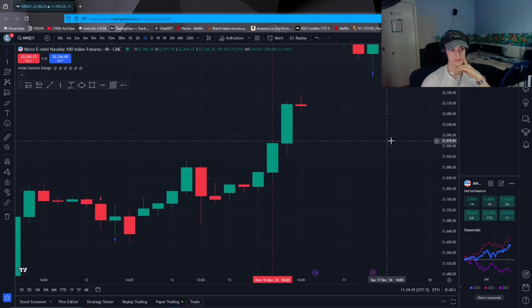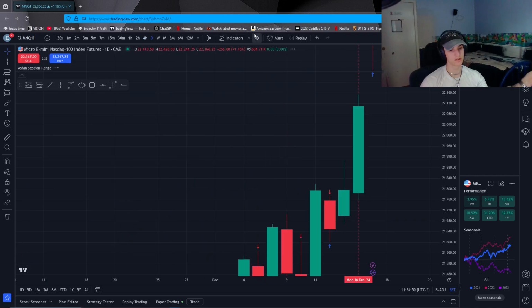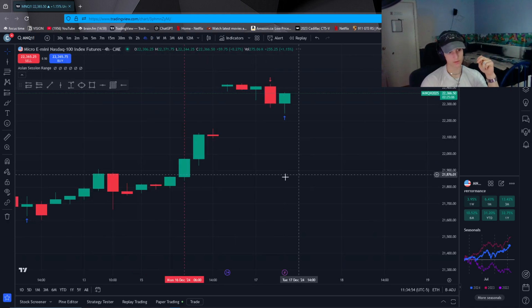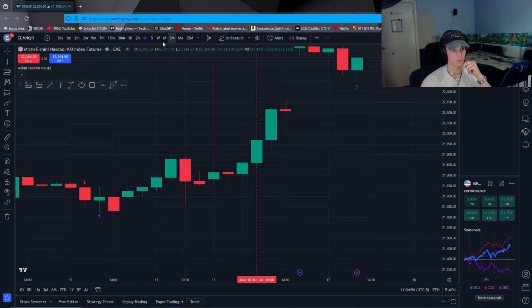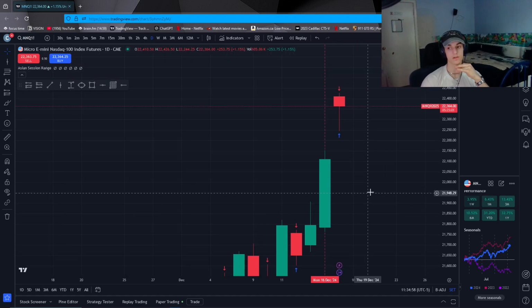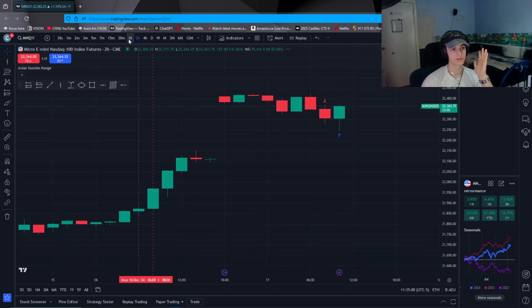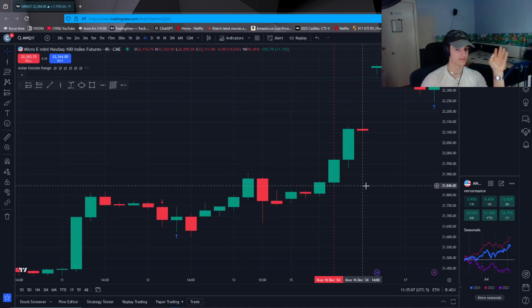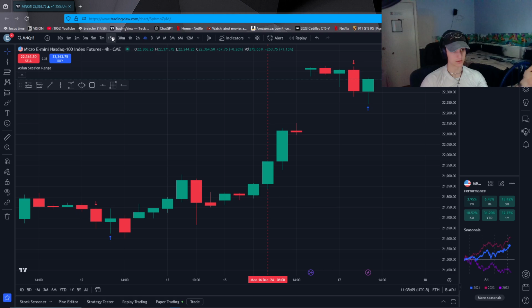Okay? What's that? 4, 8, 12, 16, 20, 24. That means, yeah, I gotta count my fingers. That means 6 of the 4 hour candles fit inside 1 of the daily candles. And you can keep going down. 2 of the 2 hour candles fit inside 1 of the 4 hour candles.